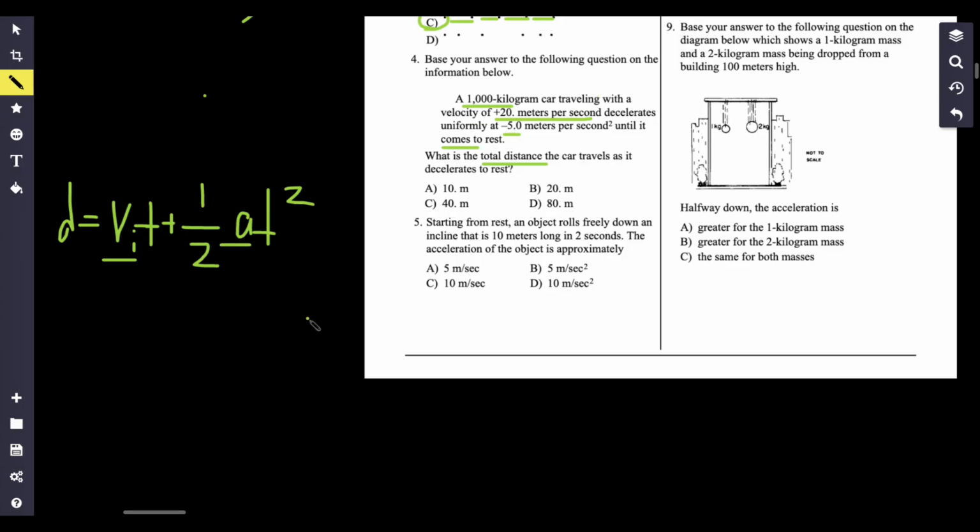Base your answer on the following. A 1,000 kilogram car traveling at 20 meters per second decelerates until it comes to rest. You want to find the total distance the car travels as it decelerates to rest. Okay? Well, here I want to find the distance using this formula. Once again, it's equal to v_i t plus 1/2 a t squared. That's the formula that I want to use. But the problem is that I know my initial velocity and I know my acceleration because we're decelerating, but I don't know the time. So is there any way that I can solve for the time? And the answer to that is yes.